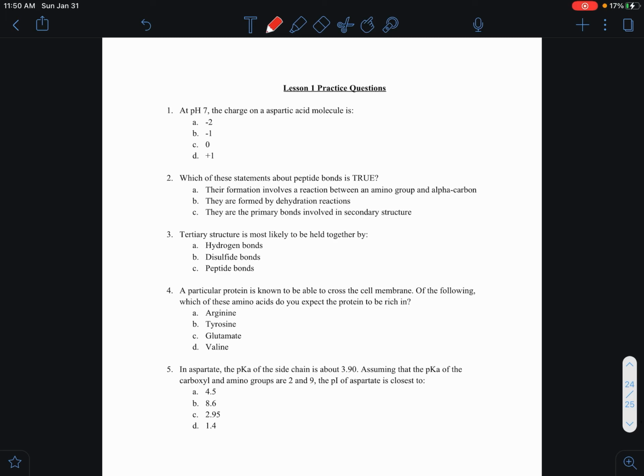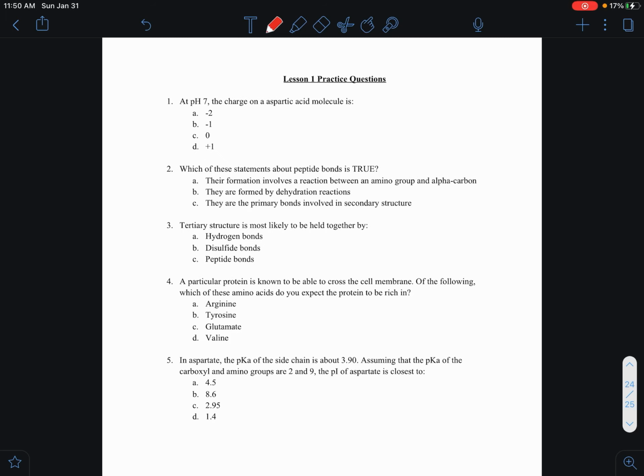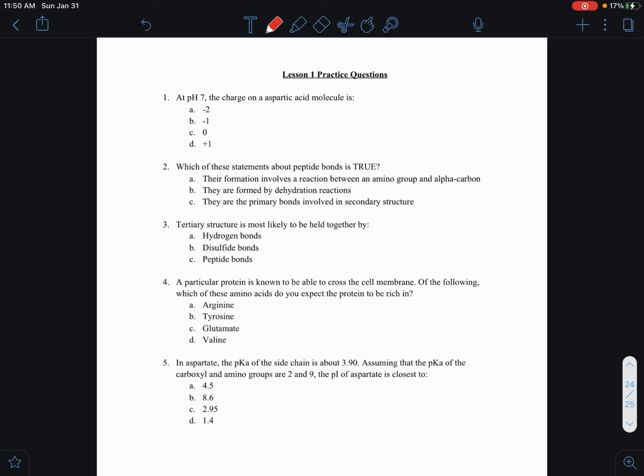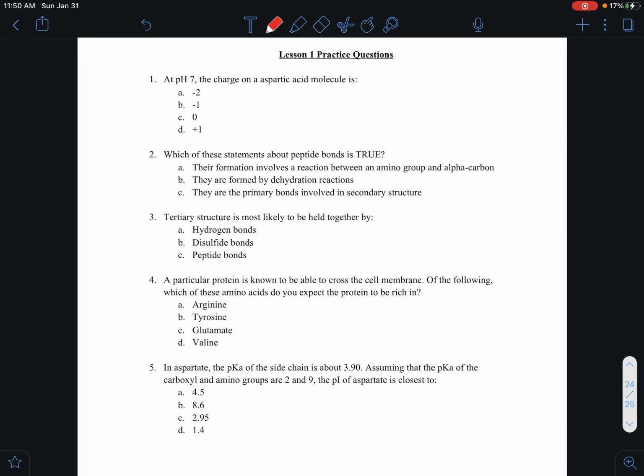So we've come to the end of our lesson plan, but we have 5 practice questions just to see if you understood some of the concepts that were explained today, and I'll go through them with you. So number one, at a pH of 7, the charge of an aspartic acid molecule is what?